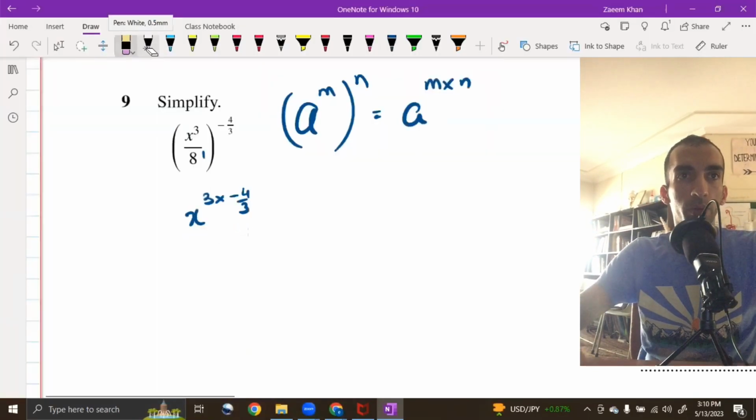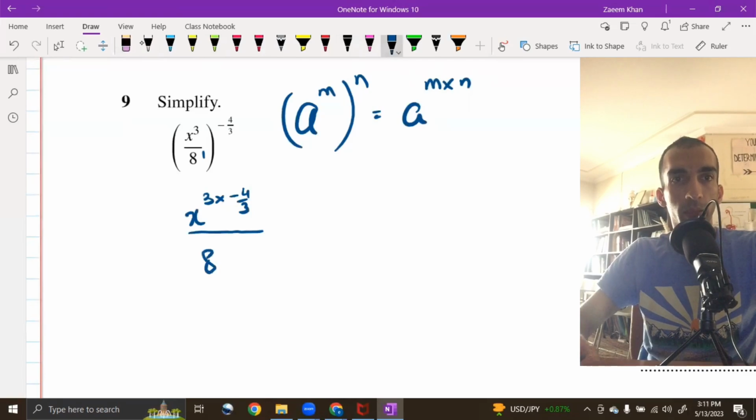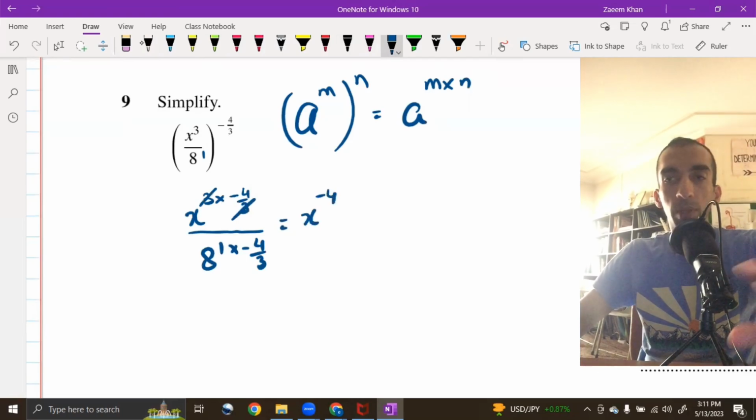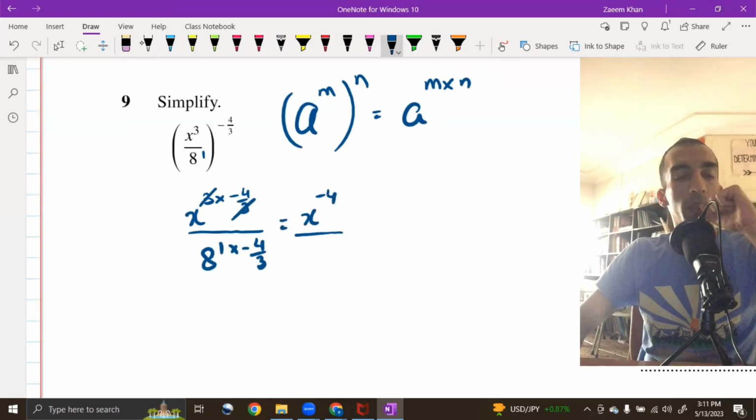And then we're going to do the same process in the denominator. 8 raised to the power 1 multiplied by -4/3. This is all happening in the exponent or the power. This 3 gets simplified with this 3. We're left with x raised to the power -4. Let me know if it stops making sense at any point in time. Okay? And then we've got 8 raised to the power.